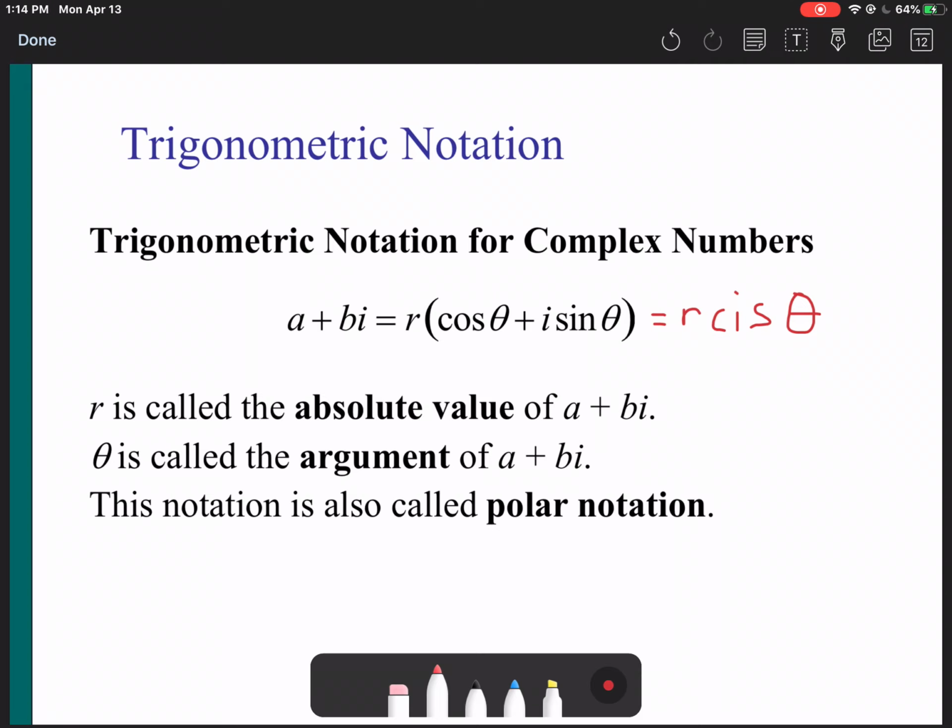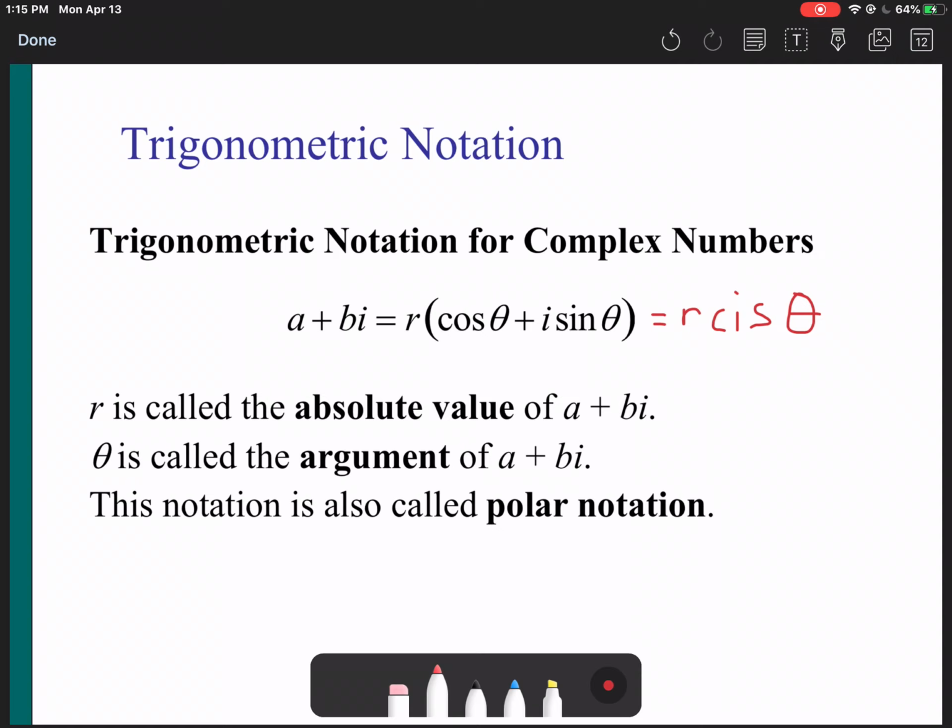So a plus bi can be written as r cosine theta plus i sine theta, or r cis theta. R is, again, the absolute value of the complex number a plus bi. Theta here is still called the argument. Nothing changes. It's still the argument of your trig function. And this notation is also called polar notation, or polar form of a complex number.